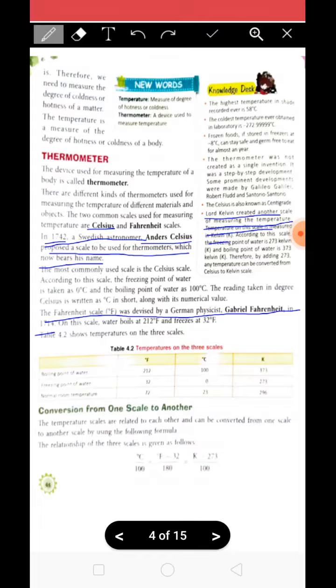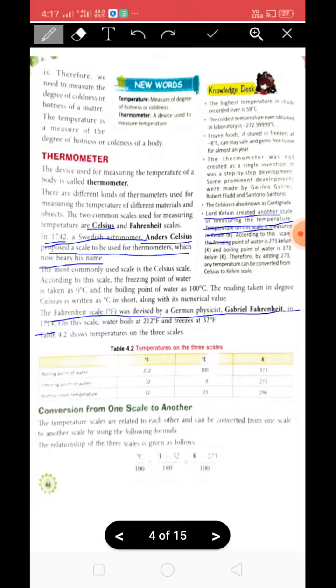First, you will write like this. The 3 scales are: the first one is Celsius. In 1742, a Swedish astronomer Anders Celsius proposed a scale to be used for thermometers, which now bears his name. Second one is Fahrenheit. The Fahrenheit scale was devised by a German physicist, Gabriel Fahrenheit, in 1714. Third one is Kelvin. Lord Kelvin created another scale of measuring the temperature. The temperature on this scale is measured in Kelvin.